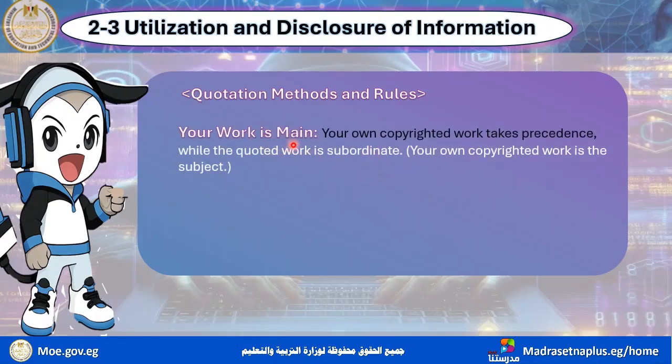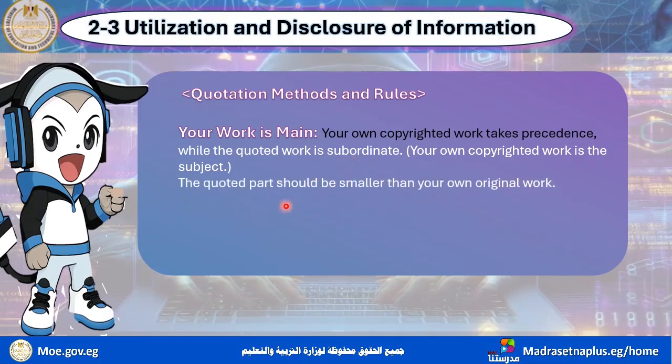Your own copyrighted work takes precedence, while the quoted work is subordinate. Your own copyrighted work is the subject. It means that the work you create is the main thing that we need to focus on. So your own copyrighted work takes precedence, it comes first, while the quoted work is subordinate. I'm using it just to give more clarification and more explanation to my work. Okay?